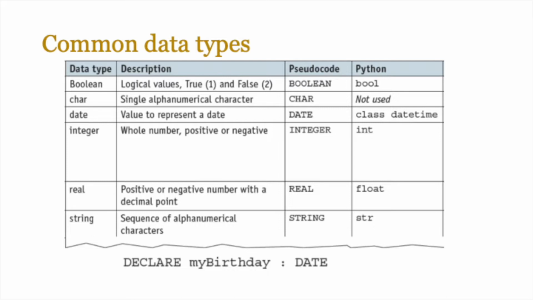And finally, you've got string, which is a sequence of alphanumerical characters. In pseudocode, capitalize STRING, and in Python str in lowercase. An example of a common data type and how to declare it is DECLARE MyBirthday : DATE in capitals, identifying the data type. Just remember, declaring an identifier requires you to use DECLARE in capitals, then the name of the identifier, which is basically the variable name, colon, and then the data type, which will be in capitals in pseudocode. So just get familiar with that notation.